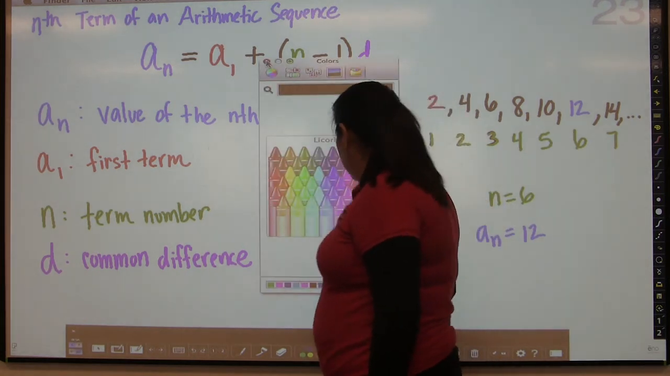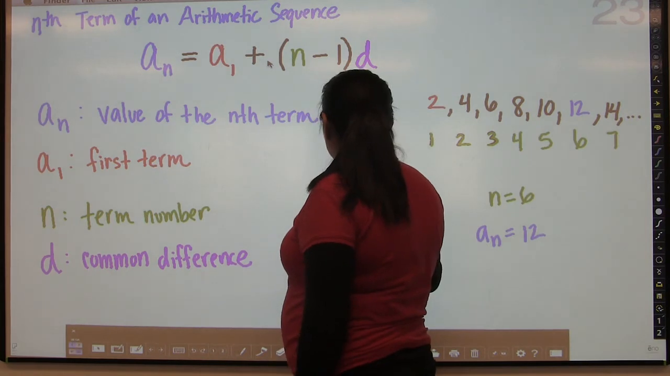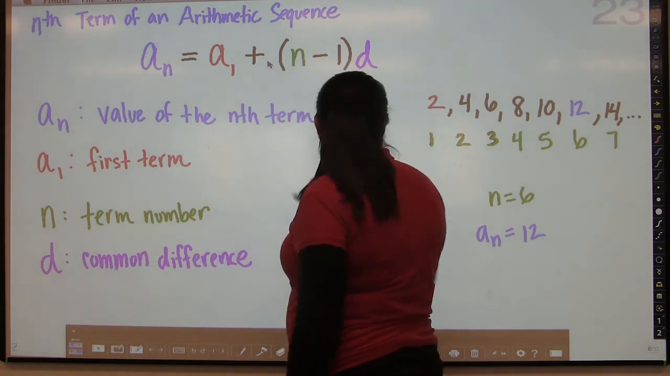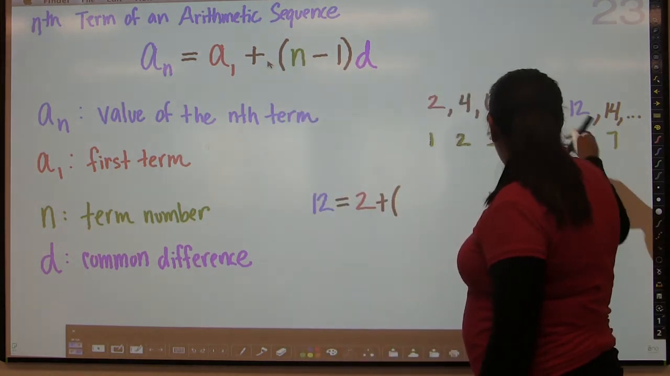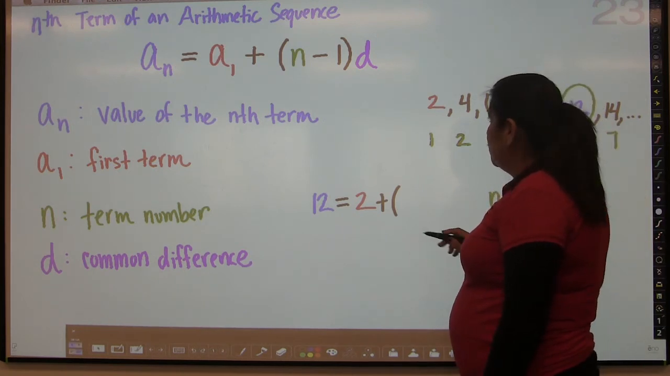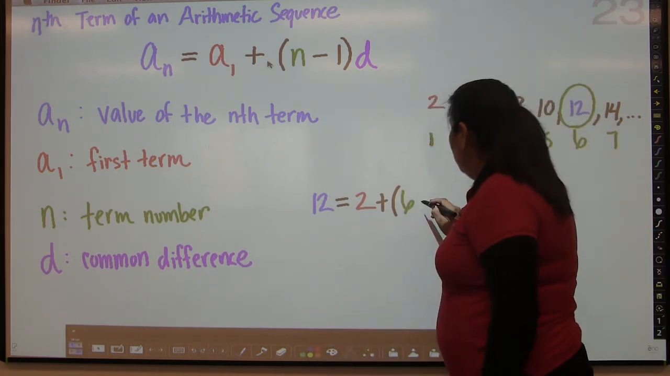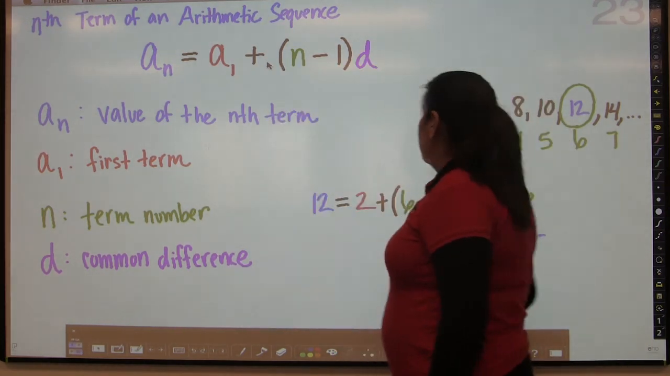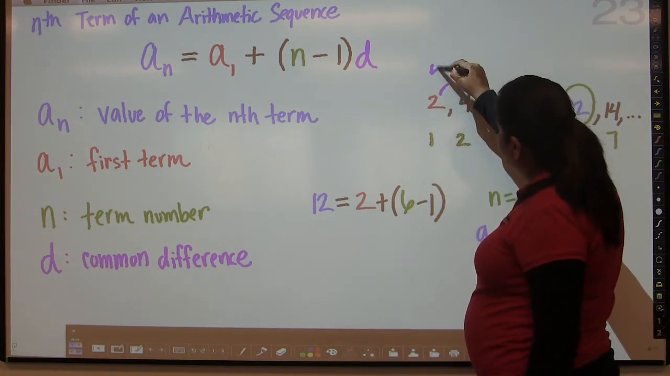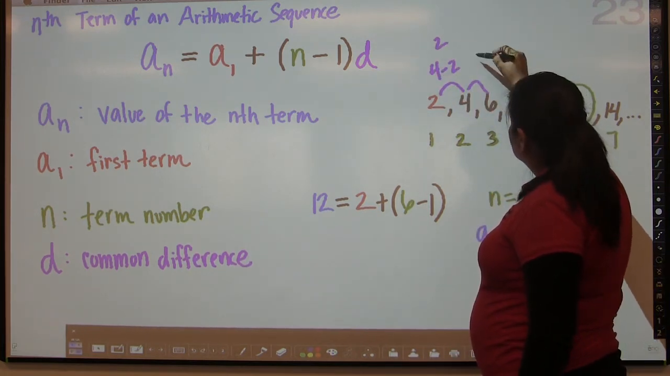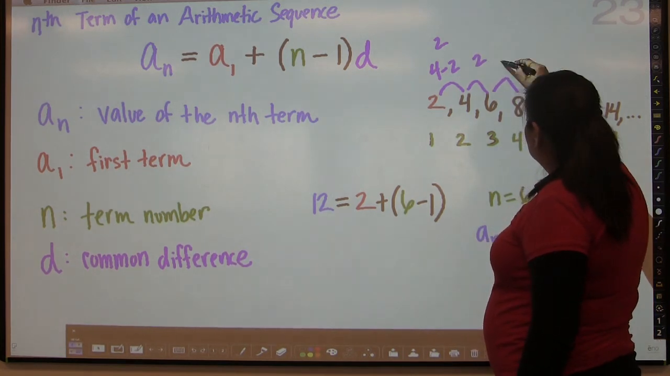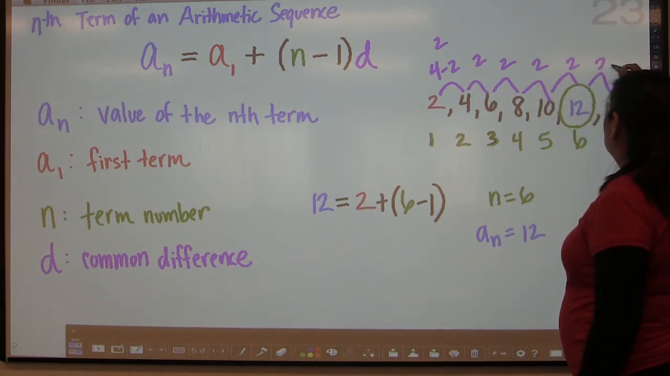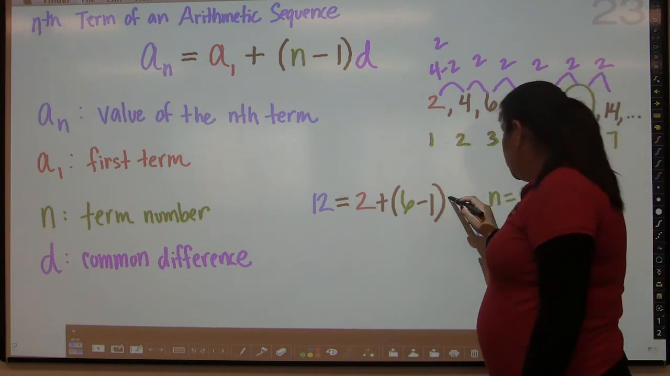We know that the first term in this scenario is 2. We know that the n value in this scenario, the 6th term, that's the one that I'm highlighting here. This guy right here is the 6th term, so n is 6. We always subtract 1, and then we multiply it by the common difference. And the common difference is found by taking 4 minus 2, which is 2, and 6 minus 4, which is 2, 8 minus 6 is 2, 10 minus 8 is 2, 12 minus 10 is 2, and 14 minus 12 is 2. So the common difference is 2, so we put a 2 here.